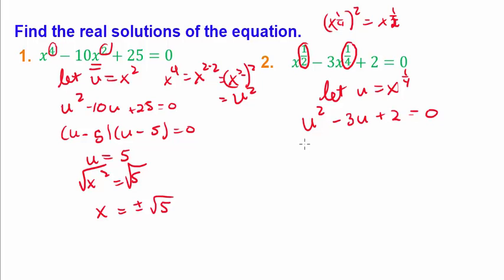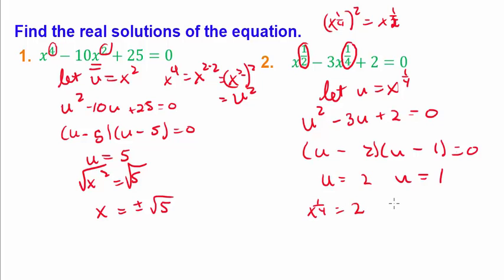And again, I choose to factor this, so it'll be u and u in the first terms of my binomial. I know it'll be 2 and 1, minus and minus, so then u is equal to 2 and u is equal to 1. But I'm not done, because I need x to the 1/4 is equal to 2 and x to the 1/4 is equal to 1.